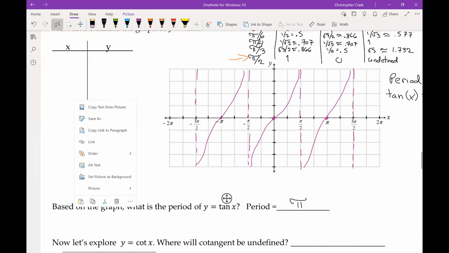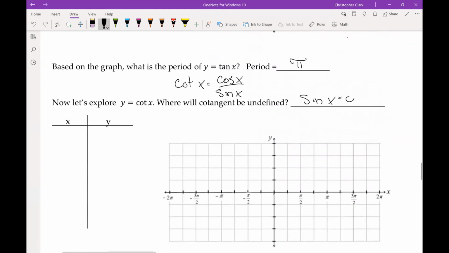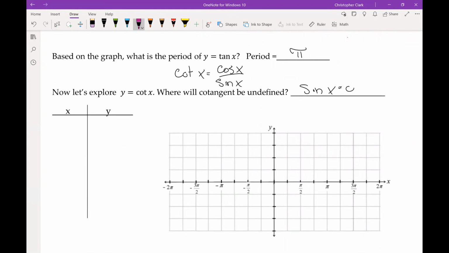Now let's think about cotangent. When is cotangent going to be undefined? Well, cotangent is equal to cosine over sine. So it's going to be undefined when sine of x is equal to 0. So when is sine of x equal to 0? Sine of x is equal to 0 here. It's equal to 0 at pi, at 2 pi, at negative pi, negative 2 pi.